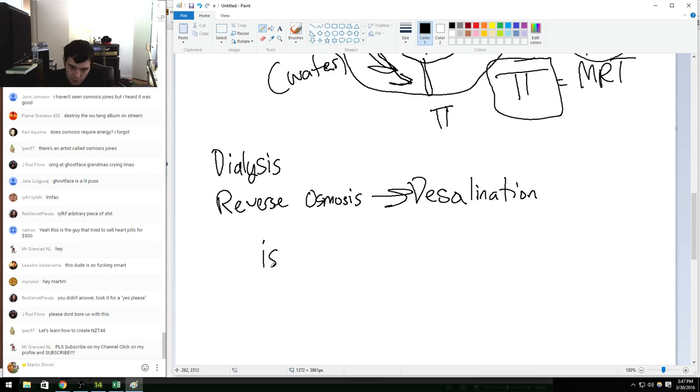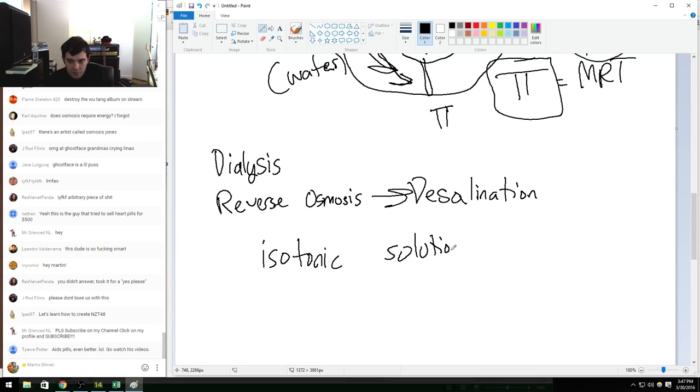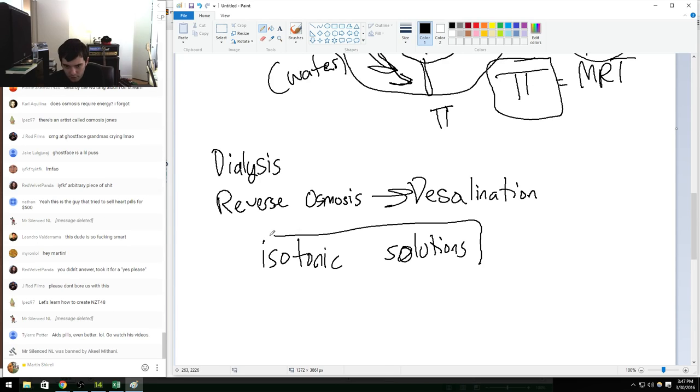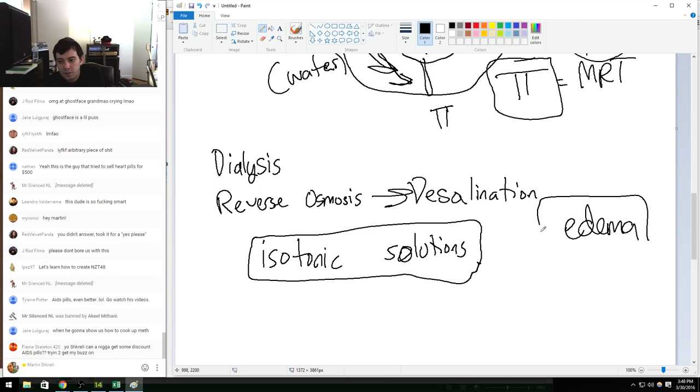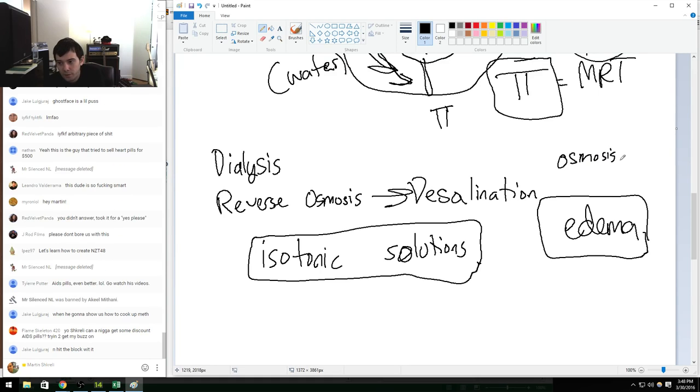When osmotic pressures are equal, we call that isotonic solutions. You may have heard of that in medicine, and this will be somewhat important: isotonic solutions. And even things in medicine like edema tend to come from osmosis. So it's very important in medicine, fluid filling and things like that. We don't have to go into too much detail, but that's basically that.